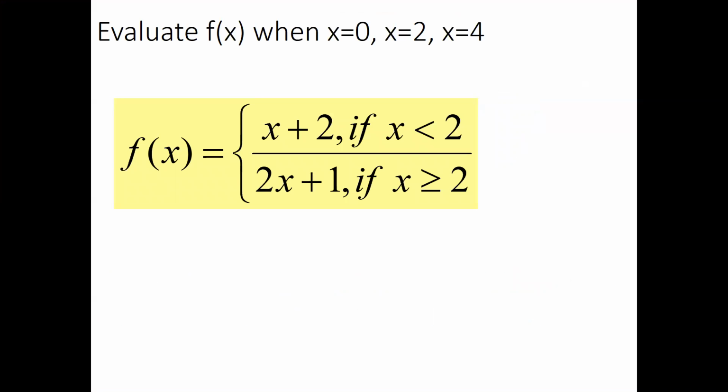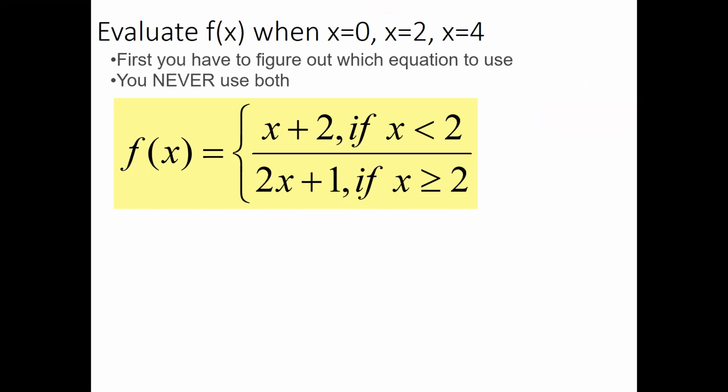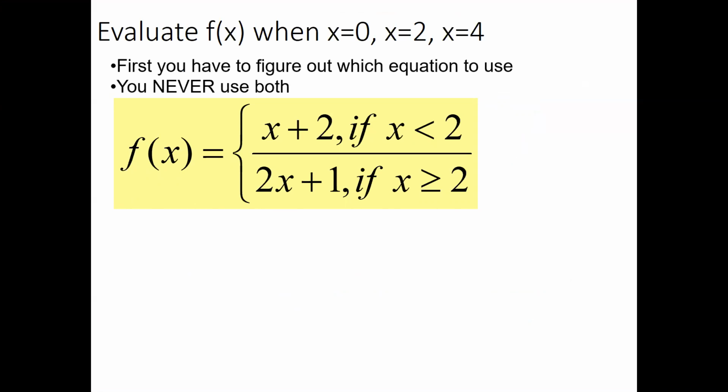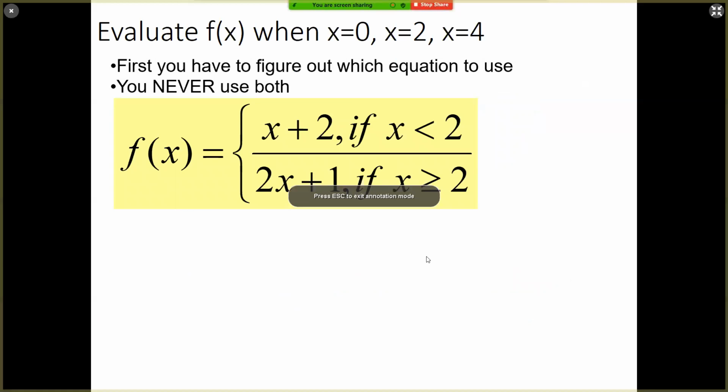So here we're being asked to evaluate f of x when x equals 0, x equals 2, and x equals 4. Keep in mind, you will never use both equations for one problem. So really we have three problems here. We have to find a y value at x equals 0, x equals 2, and x equals 4.